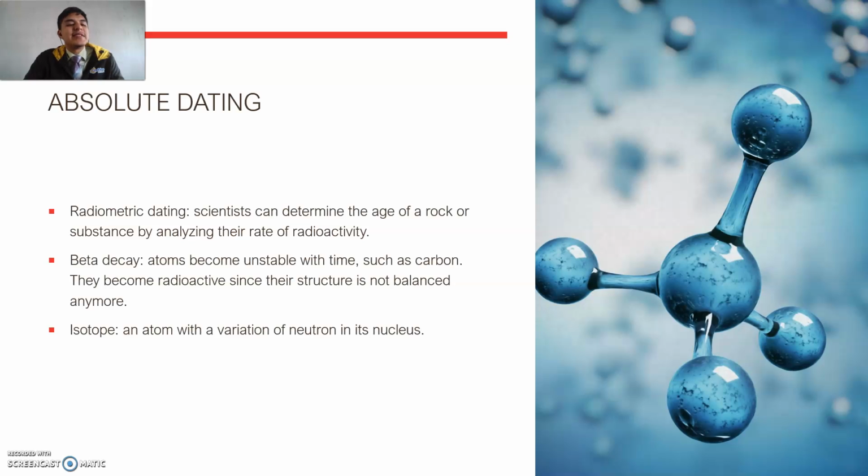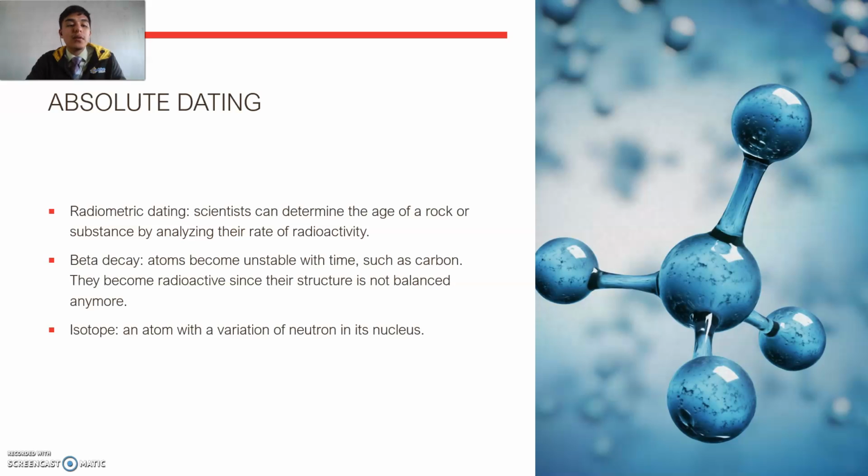Let's go with absolute dating. Radiometric dating is when scientists can determine the age of a rock or substance by analyzing the rate of radioactivity. There is another term, beta decay. Atoms become unstable with time, such as carbon. They become radioactive since their structure is not balanced anymore.